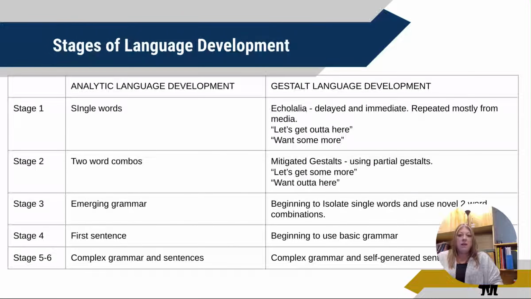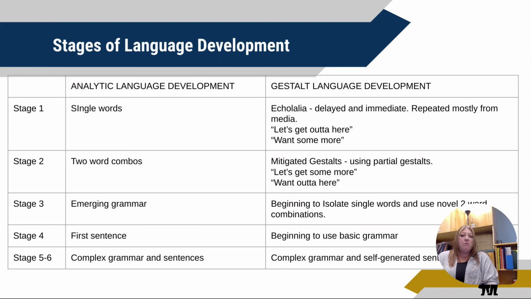So this is just kind of a rundown of the different stages. As I mentioned, analytic language development starts at single words, 2-word combinations, then they start adding some grammar into that. They use their first bigger sentences, and then they're using complex grammar and full sentences. And our Gestalt language processors are kind of the opposite of that. They start big, and they start with these big chunks, and then they work their way down into being able to isolate single words.